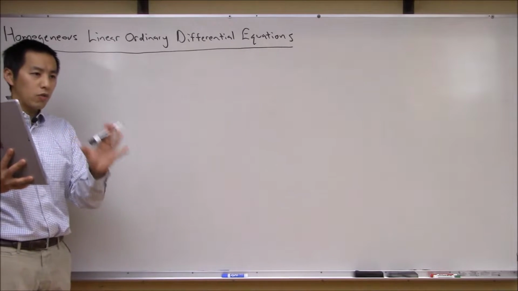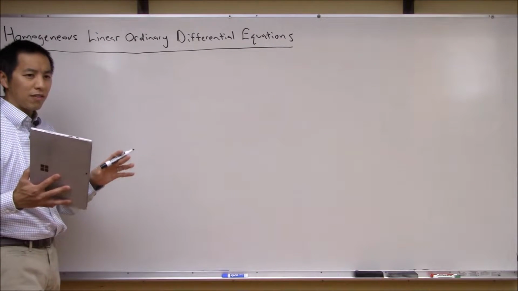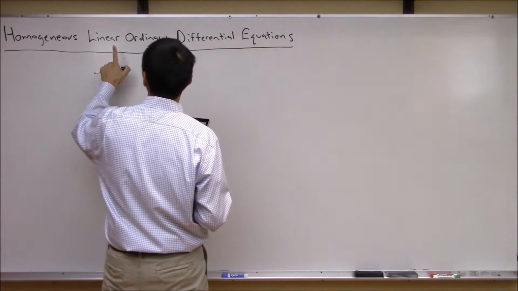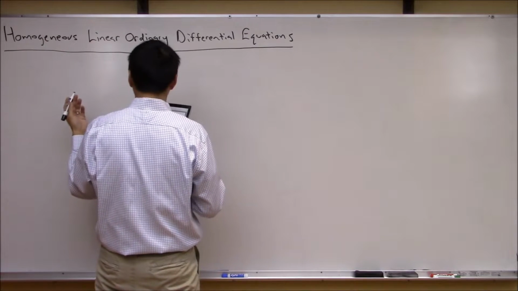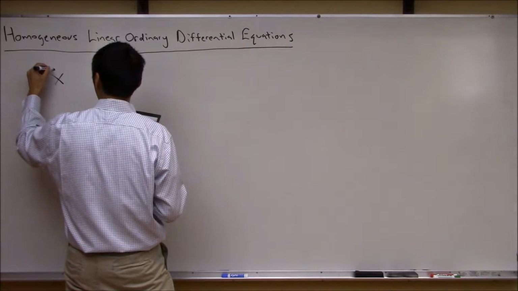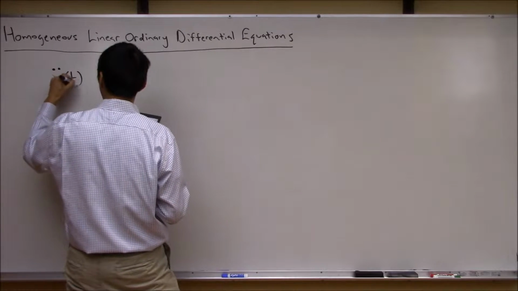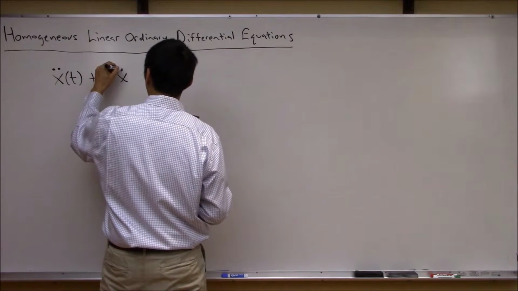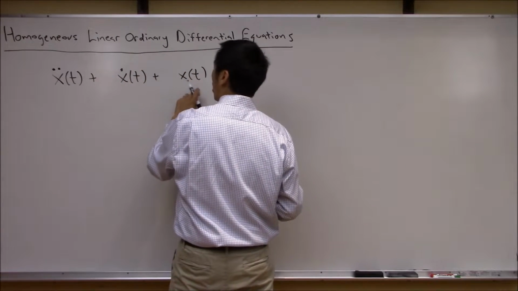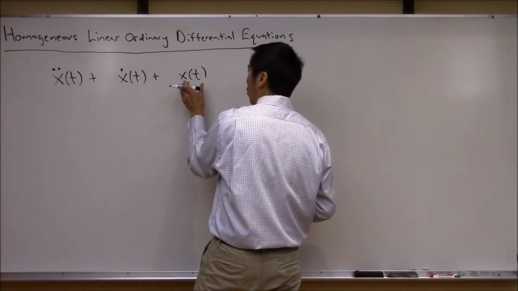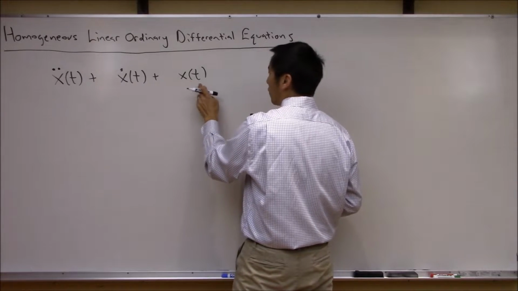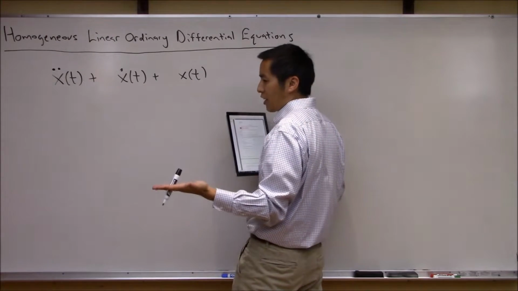So again, just to refresh your memory, I think the easiest way to go about this is to look at a concrete example. So remember, what we're talking about when we say a linear ordinary differential equation is we are looking for a solution, something that might look something like x double dot of t plus x dot of t plus x of t, right? Some combination of the signal or the function we're looking for, which is x of t. So it is a function of the independent variable t, which in a lot of cases is time.